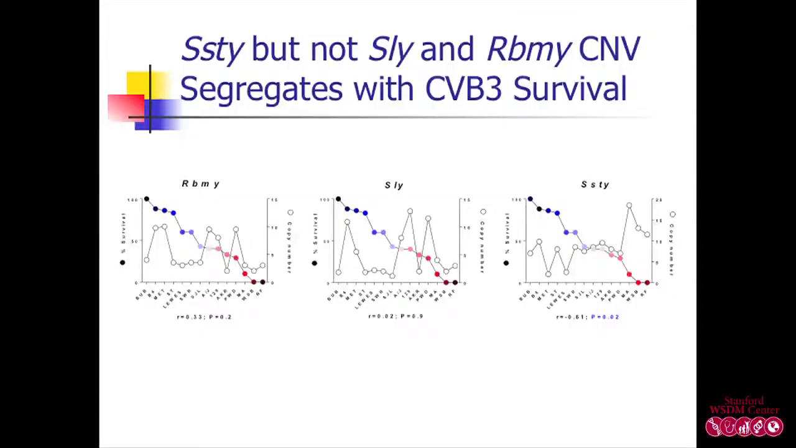I'll just say that Coxsackie virus, let me turn to this real quick, Coxsackie virus also had an effect. The Y chromosome had an effect on Coxsackie virus susceptibility, and here we saw that there was one correlation: Coxsackie virus susceptibility correlates with the copy number of SSTY. So in Coxsackie, SSTY correlates with survival. In influenza, none of them correlate with survival. In the autoimmune disease, it's RBMY and SLY copy number that correlates with survival.